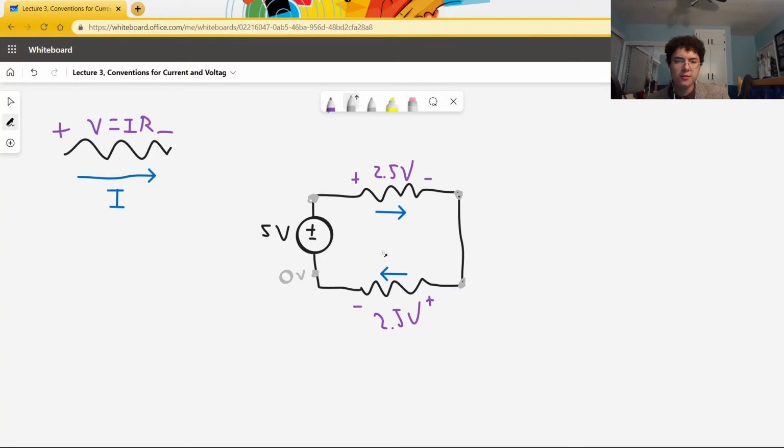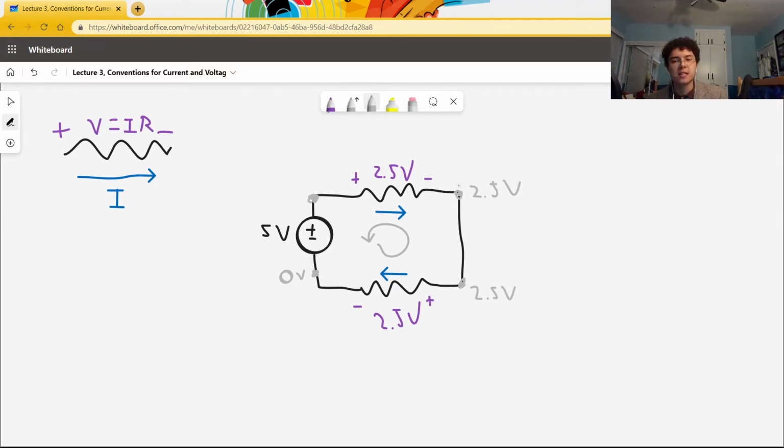Let's try walking through in a different loop direction, counterclockwise, and we'll start from what we call 0 volts again. When we travel up from a negative to a positive terminal, we can represent that as going up in voltage, up from negative to positive by 2.5 volts. So we're 2.5 volts here, and we're 2.5 volts here.